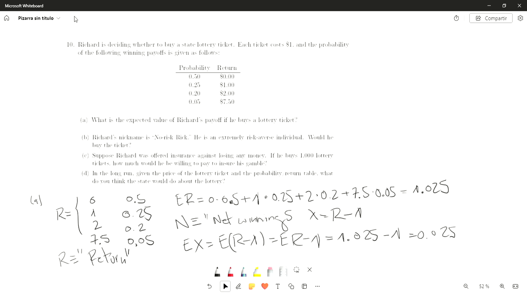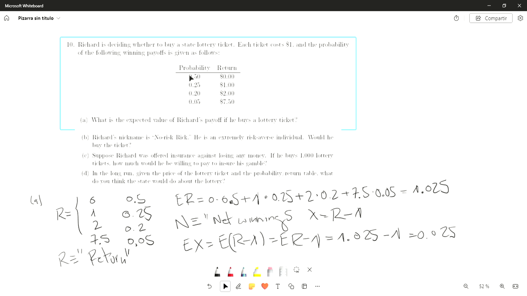Welcome everyone. Today we are going to do the following exercise about lotteries and utilities. Richard is deciding whether to buy a state lottery ticket. Each ticket costs $1 and the probability of the following winning payoffs is given as follows. So the probability, you can see it right here.